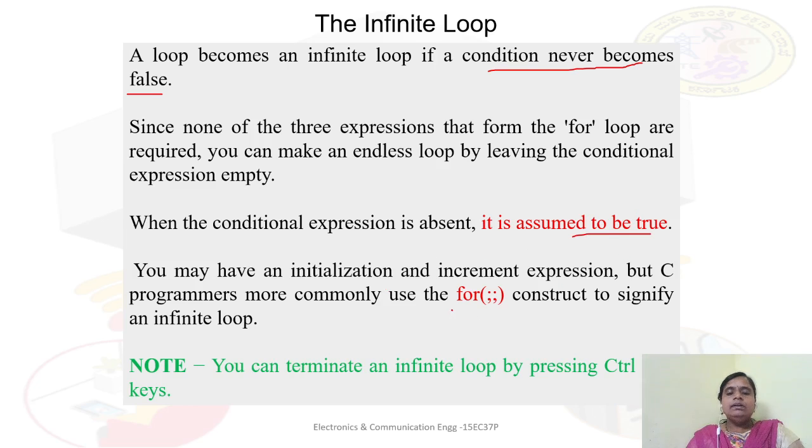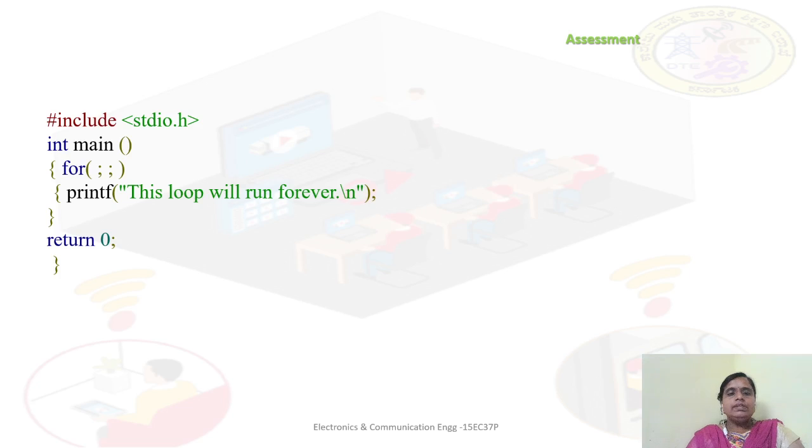Okay, so commonly, if we want the loop to be infinite, this is the construct we are going to use for infinite loops. Once your program enters the infinite loop, you can come out of it by pressing Control C. Okay, Control plus C. Once you press this, only then you can come out of that infinite loop. So here is one simple example which again shows an infinite loop. I have not given any of the expressions here. All the 3 expressions are absent. It means that this loop runs forever.